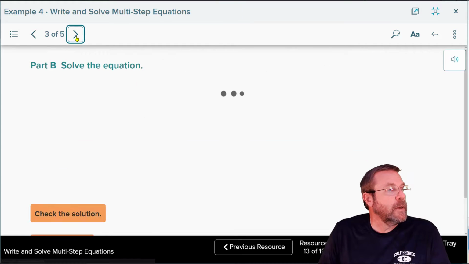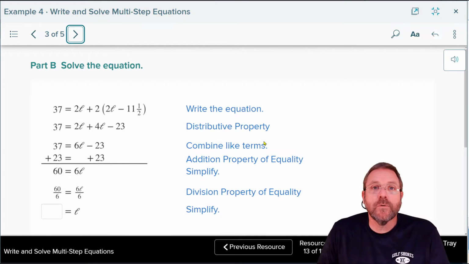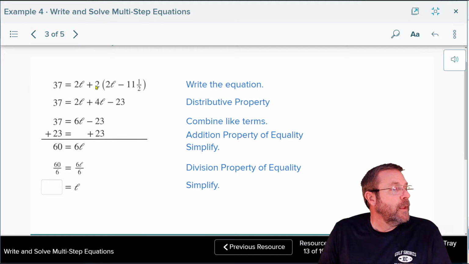From there, we're going to take it forward to the next step and work towards isolating our variable. The first thing they did is use the distributive property here. They said 2 times 2L gave them 4L, and 2 times a negative 11.5 gave them a negative 23. From there, they combined their like terms. 2L plus 4L gave them 6L.